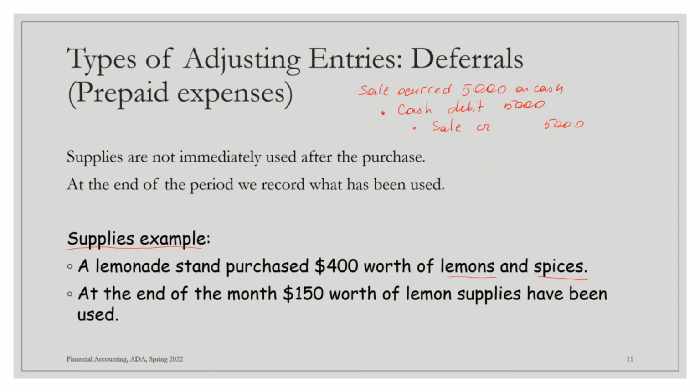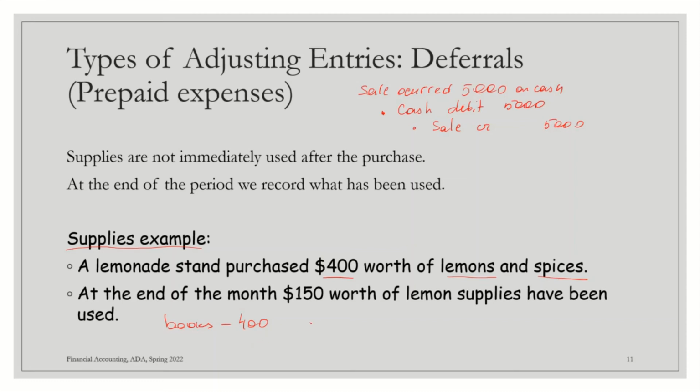At the end of the month, however, we had 400, and now we have used $150 worth of supply. So it means that eventually in our books we still have 400. Yeah, the books still show $400 worth of supplies, but we don't have that anymore.